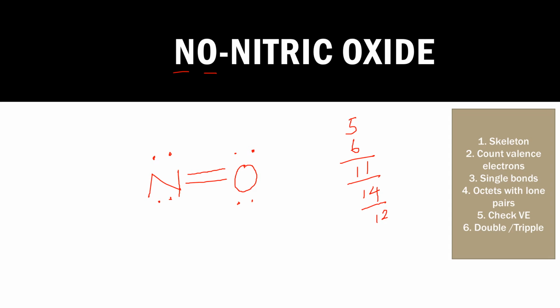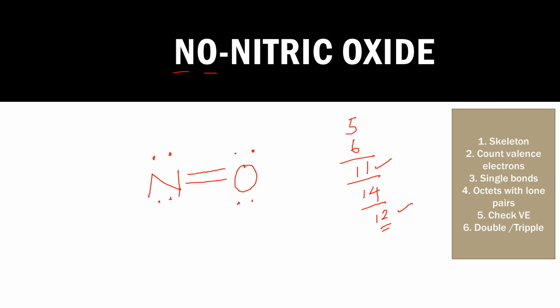Give me a second. Am I done wrong or not? 2, 4, 6, 8, 10, 12. Okay, so now we have 12 valence electrons, but originally we had 11. So 11, not 12. Therefore 1 electron is in excess here, so we can remove 1 electron out of this configuration.